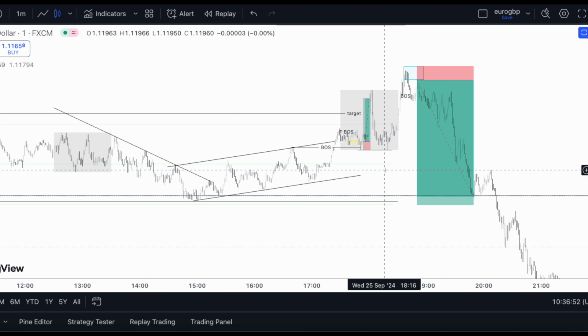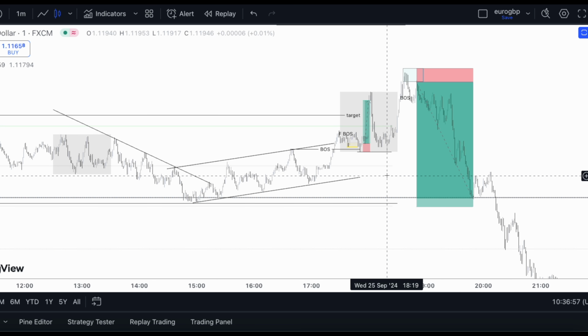So this was my trade from 24th of September. I hope you guys learned something from it.